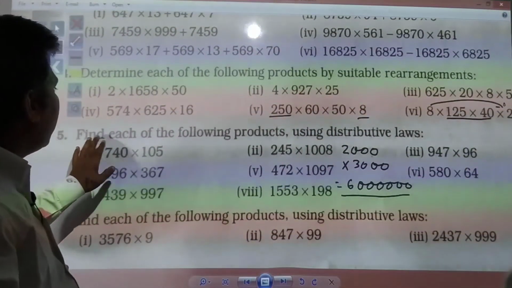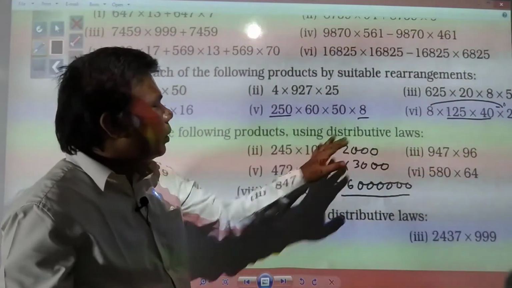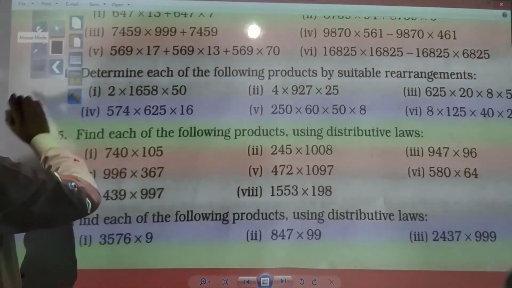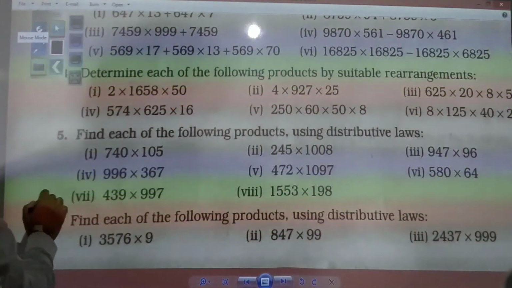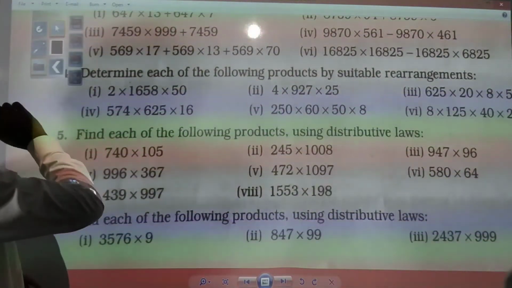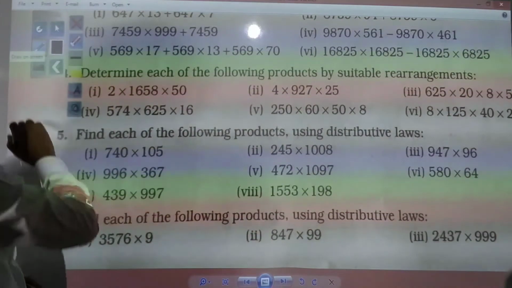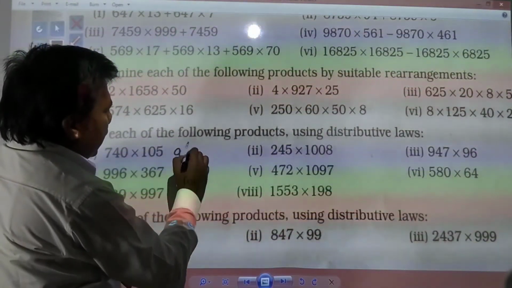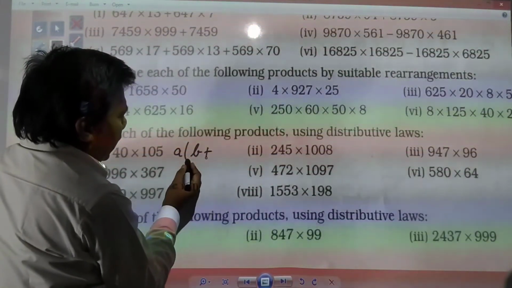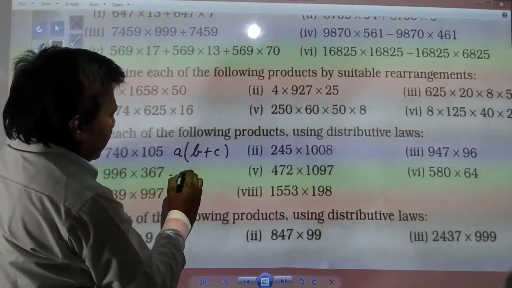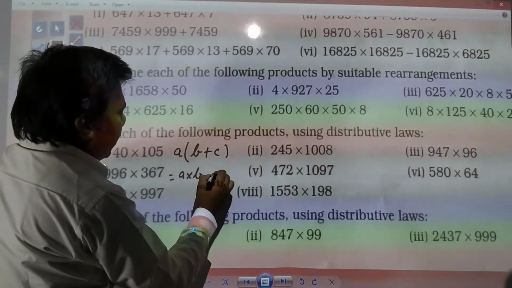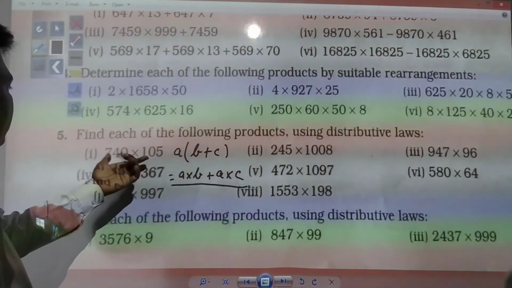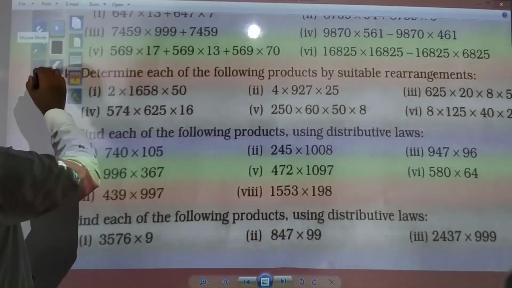Next you see, find each of the following products using distributive law. So when we apply distributive law, as you remember, if three whole numbers A, B and C are there, suppose you have A into B plus C, it can be written as A into B plus A into C. So the same law is required to be applied and this is required to be solved.